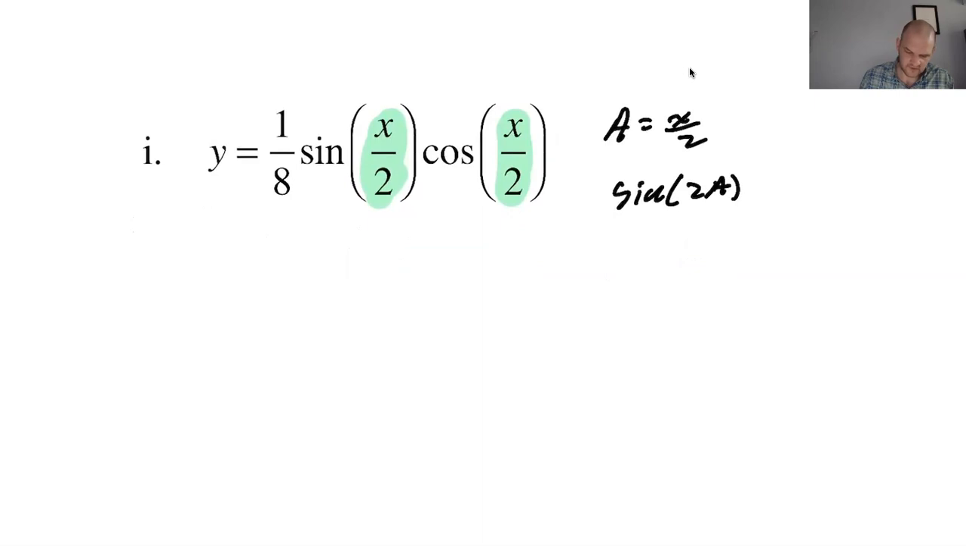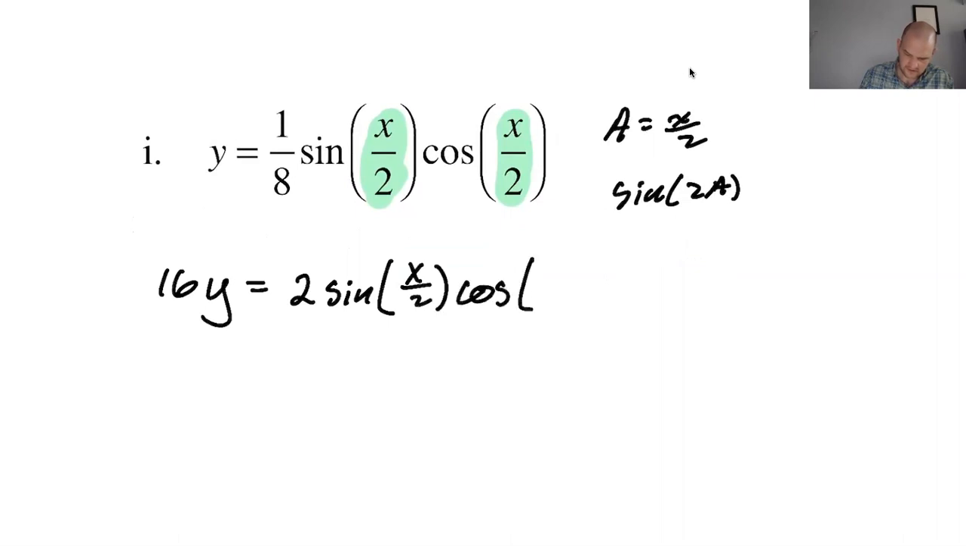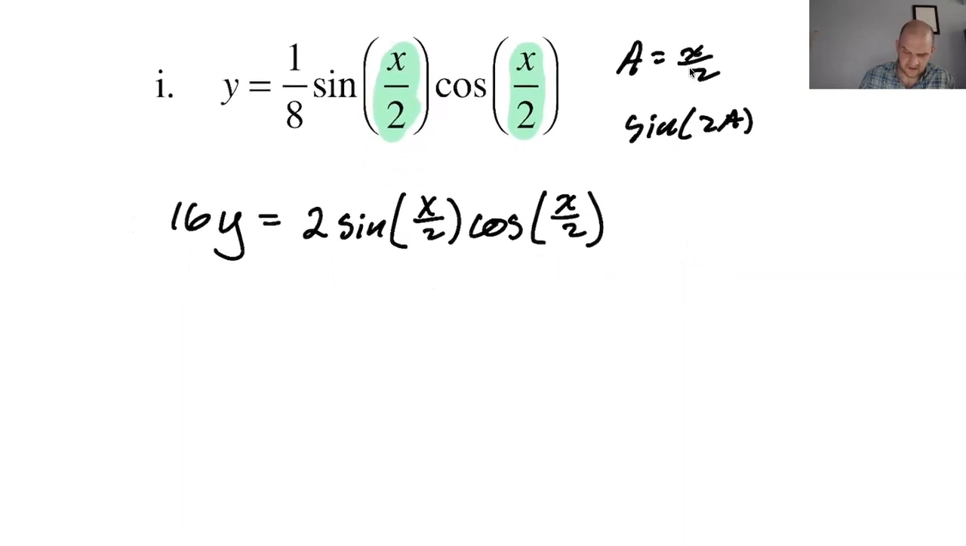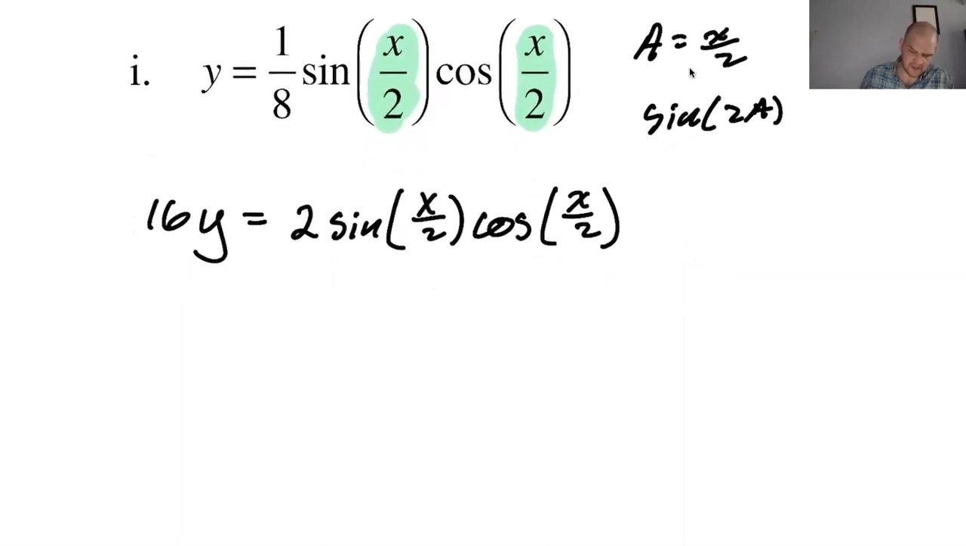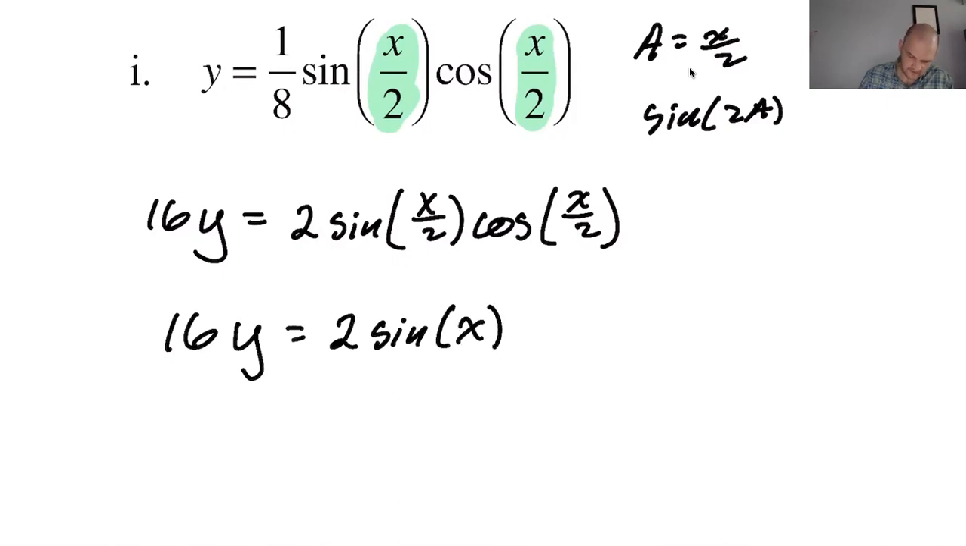So what I'm going to do is multiply both sides by 16. 16y is going to be 16 times 1/8 is 2. And we have sine of x over 2 cosine of x over 2. So if I had sine cosine and another cosine sine, I would be thinking something else, but it's only sine and cosine, so it's got to be sine of 2a, basically. So 16y is 2 times the sine of 2 times x over 2, which is just x. And then we divide, and we get, how do I get back to 1/8? Does that make sense? 1/8 the sine of 2x.